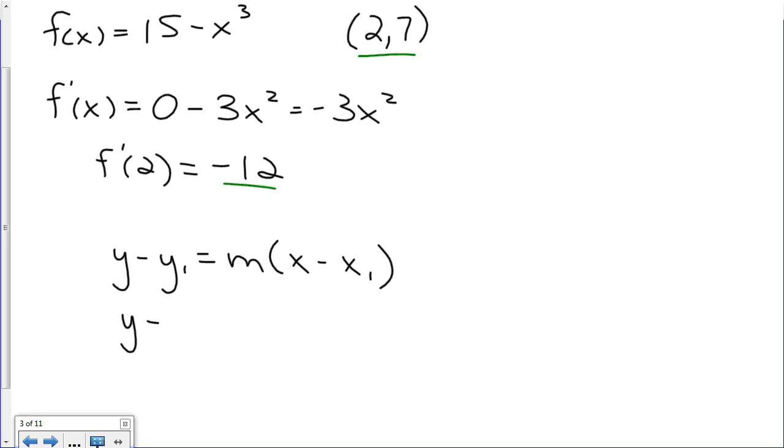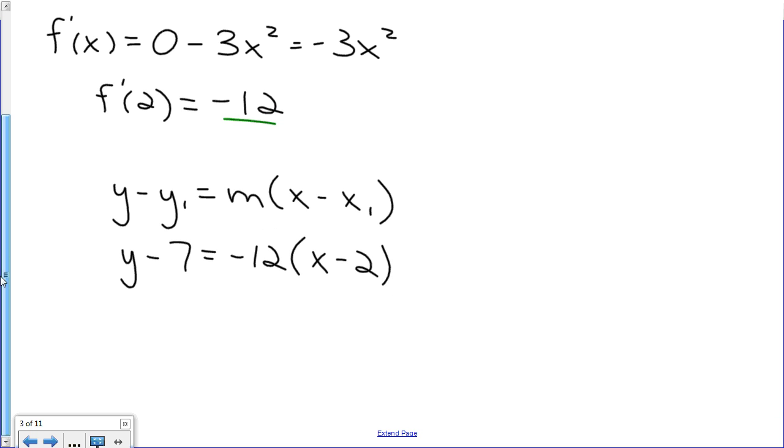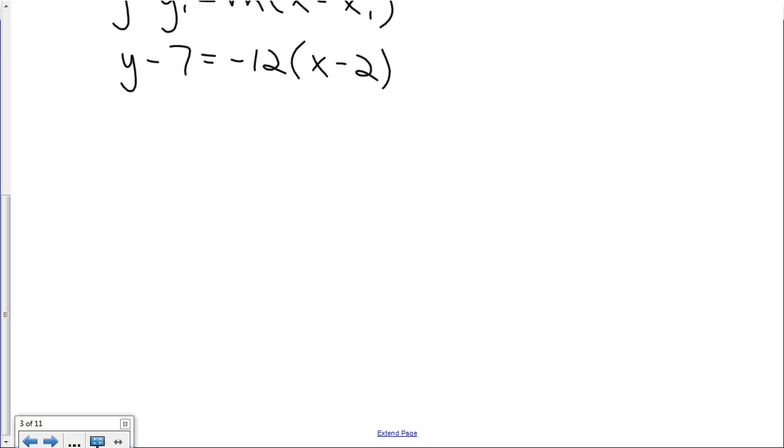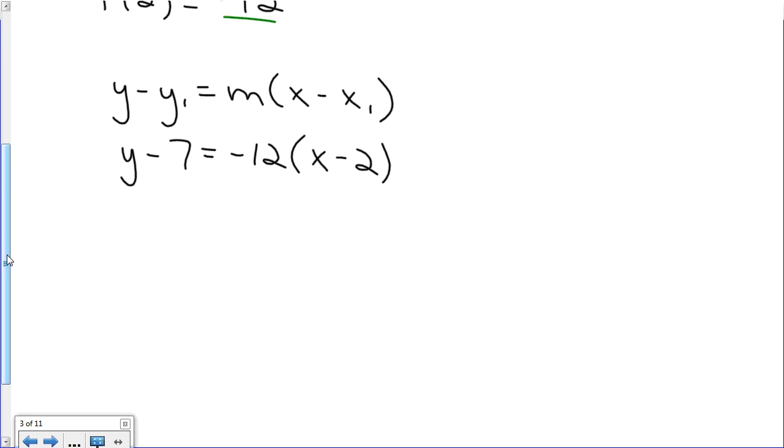So y1 is the 7, m is the negative 12, and x1 is the 2. In fact, you can leave your answer right there in that form, unless they tell you to solve it for y. They didn't say we had to do that, but I'm going to go ahead and do it in this problem. So I'm going to move the 7 to the other side. So we'll have y is equal to a negative 12 times x minus 2 plus 7.